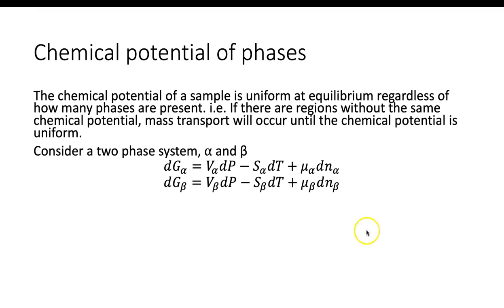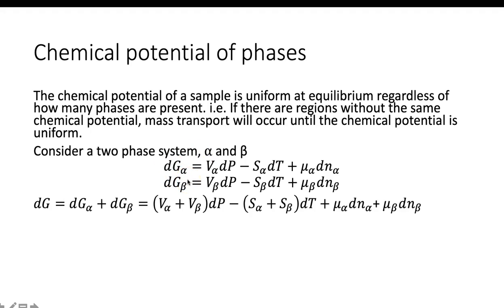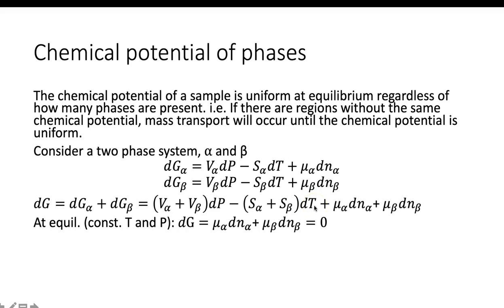And we can show that mathematically with this generic two-phase system, alpha and beta. We have our two differential equations. And then if we want to know the total Gibbs free energy, we just sum them up, they're state functions, and then we end up with this. Okay, so then at equilibrium, we know that we're not going to vary temperature and pressure, because if you vary temperature and pressure, you're not at equilibrium anymore. It will readjust again. And so our Gibbs free energy is this sum, and it's also equal to 0 because it's at equilibrium.